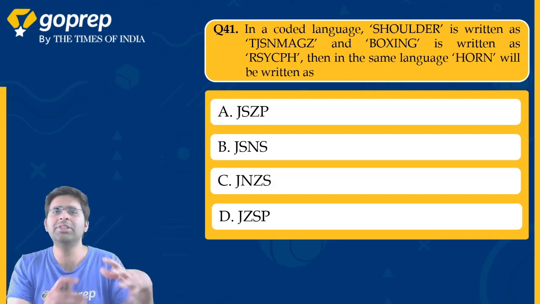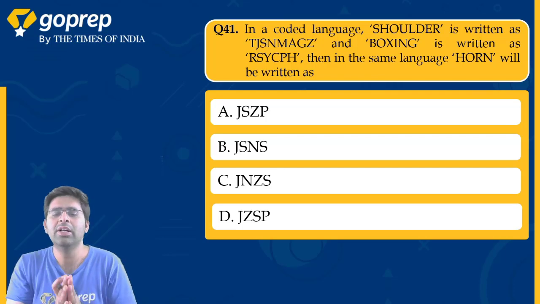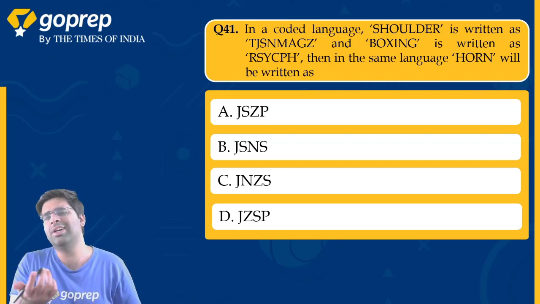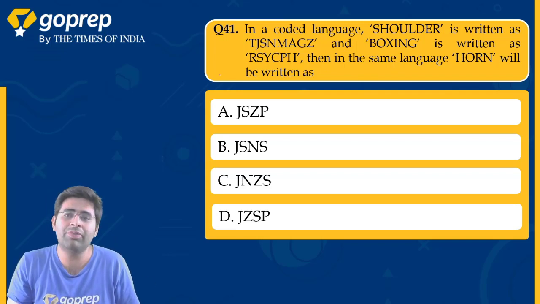So the first 40 questions were of the science and math section, and the last 10 questions are for aptitude. Let's start with that. 41st question: if you look, shoulder has been given some coding, boxing has been given some coding, and we need to find the coding for bond.